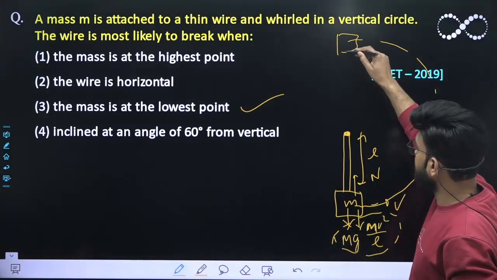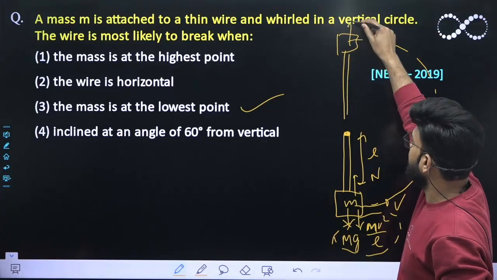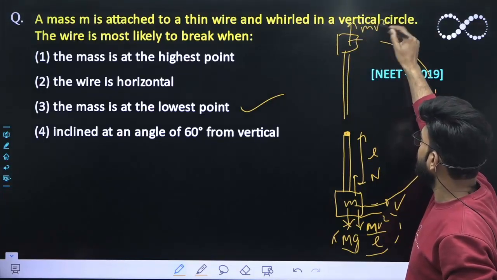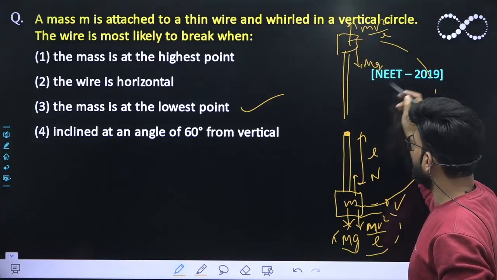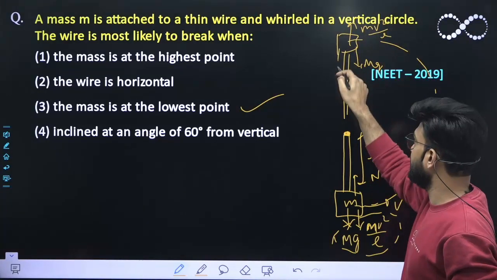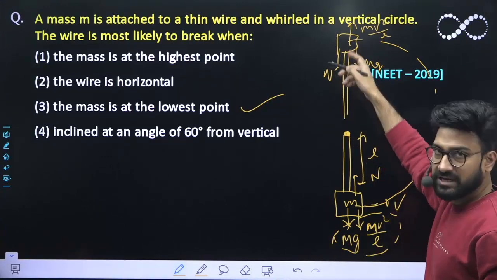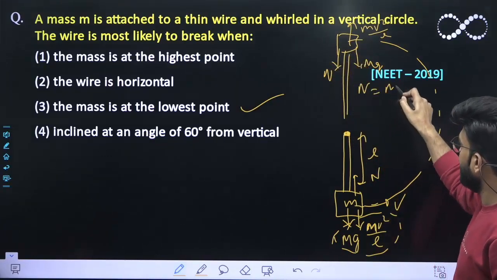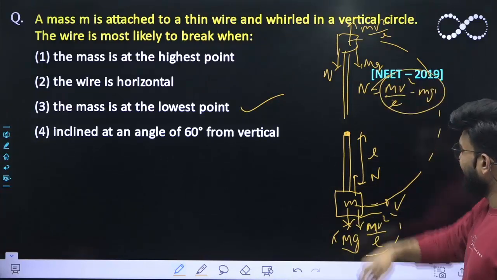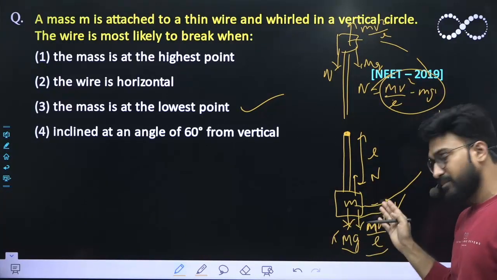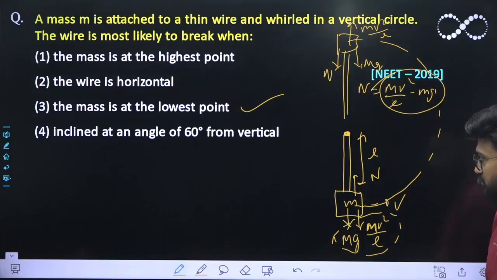So what about at its highest point? At its highest point, the outward centrifugal force is mv square by L and the weight is mg. So what would be the net normal force at its highest point? It is nothing but mv square by L minus mg. So this is quite less as compared to the normal that we are getting at its lowest point.